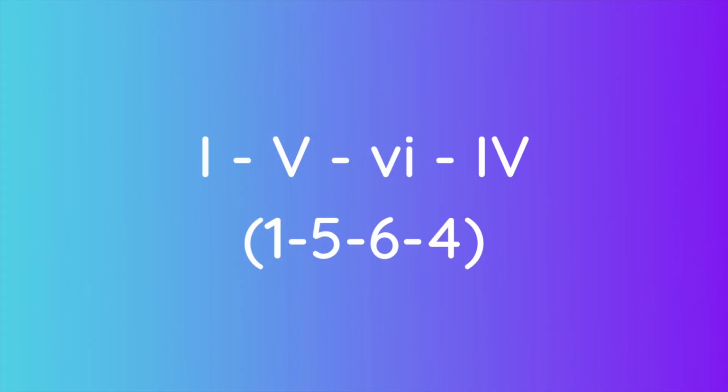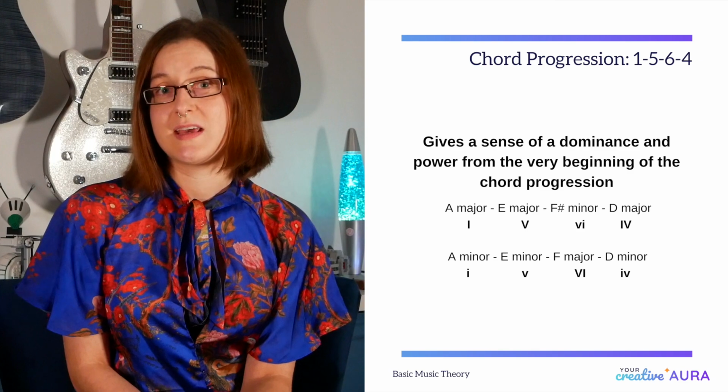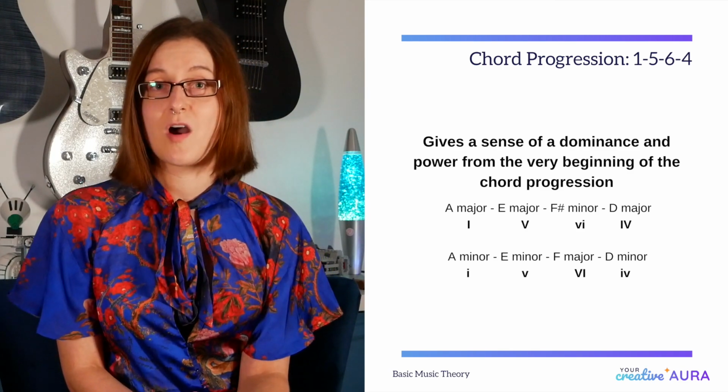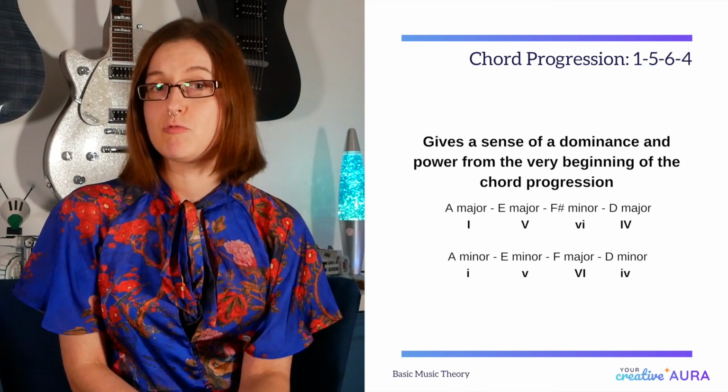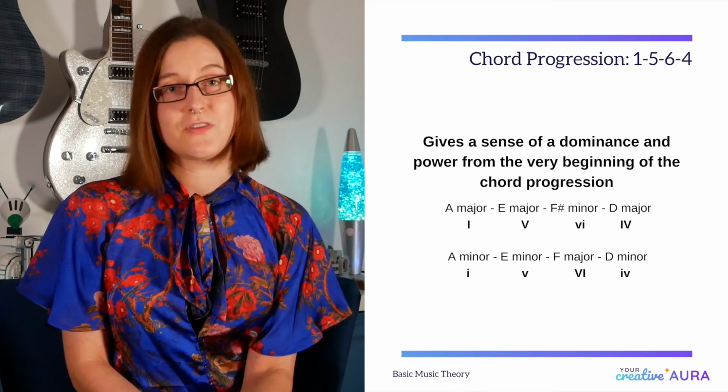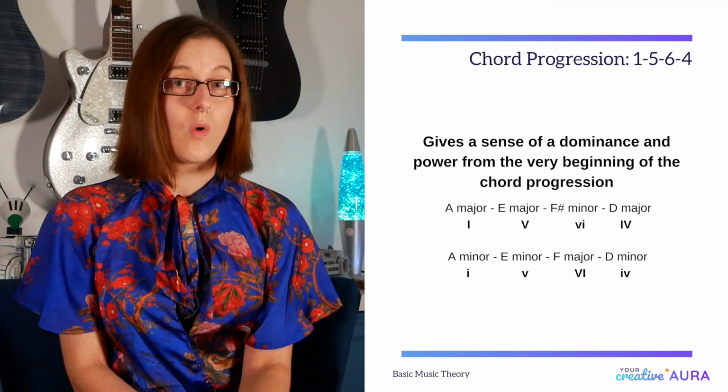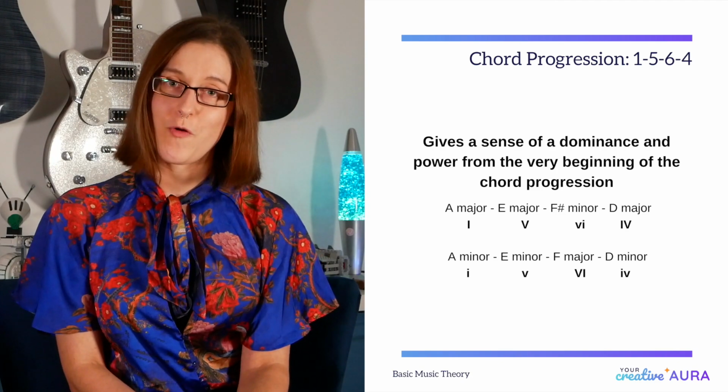Our third common chord progression is the 1-5-6-4. Now this chord progression has the same chords as our second example, however the order has been slightly rearranged. So let's listen to the A major 1-5-6-4 chord progression.